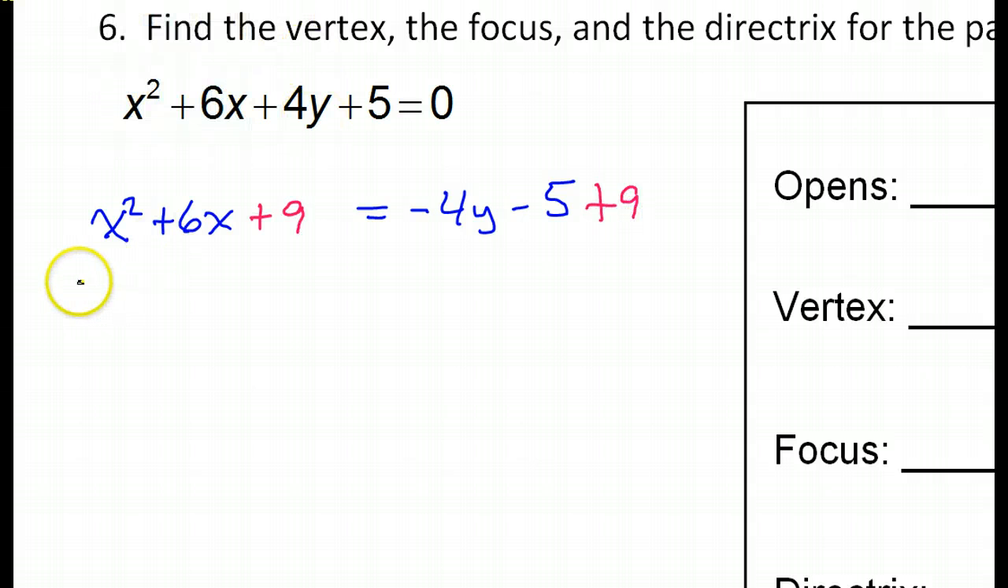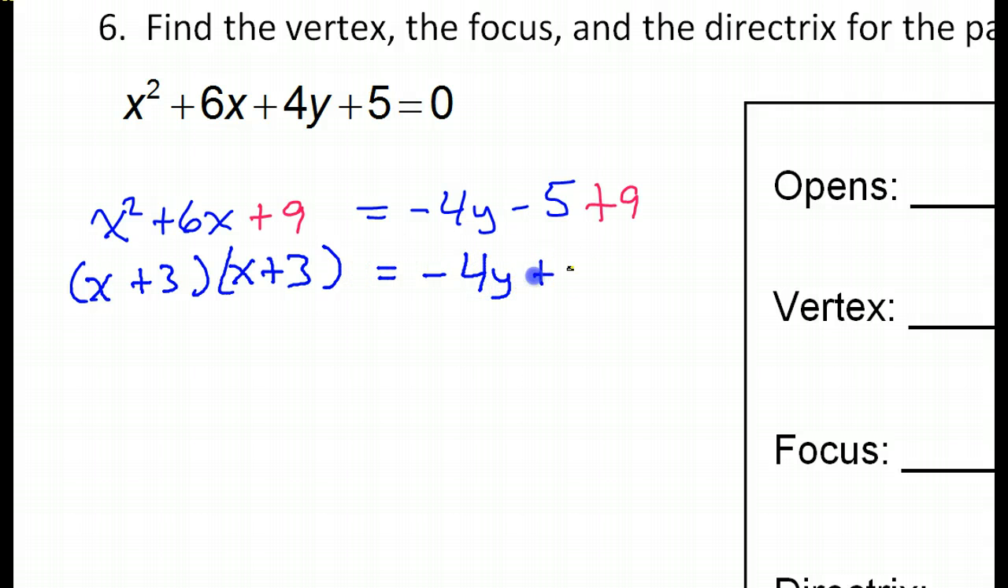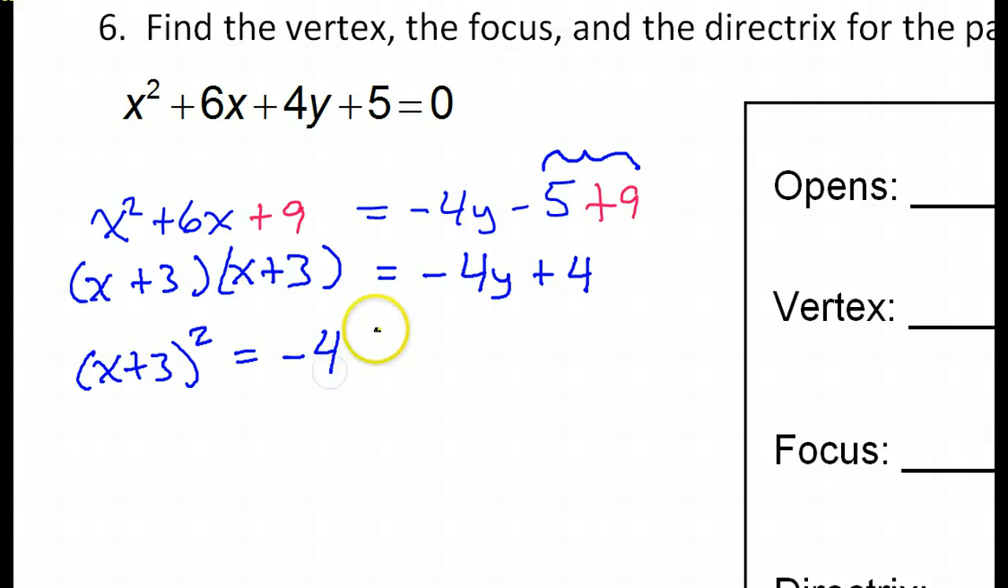Completing the square guarantees that this will factor as the same thing twice. So x plus 3 times x plus 3. Meanwhile, over here I have negative 4y plus 4. Okay, I just combine these like terms. So this will be the same thing as x plus 3 squared is equal to. And on this side, I will just factor out the common factor. It's always going to be this number in the front. So it'll be negative 4 and then y minus 1. Has to be minus 1, please.